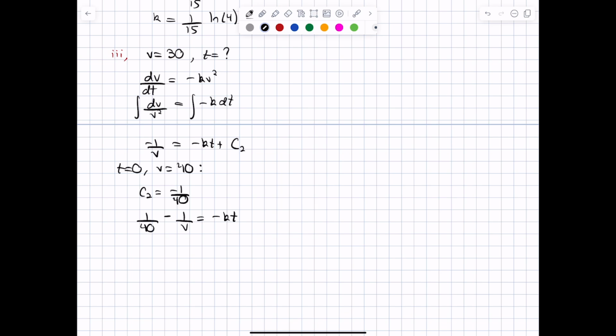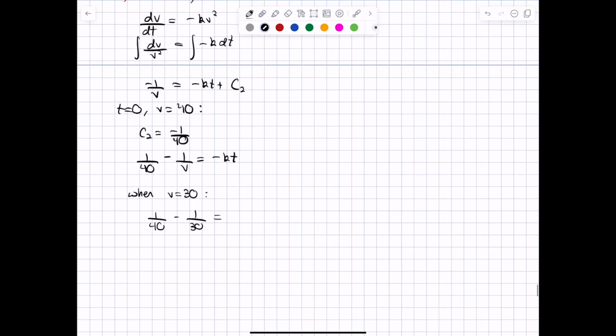I'm interested in what T is when V is equal to 30. So when V is equal to 30, I've got 1 on 40 minus 1 on 30. Now I'm going to substitute in the value of K. I know that K is equal to ln of 4 on 15. Should be a negative there. Okay, so this is equal to minus 1 on 12.